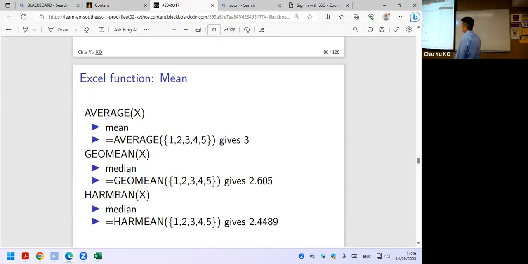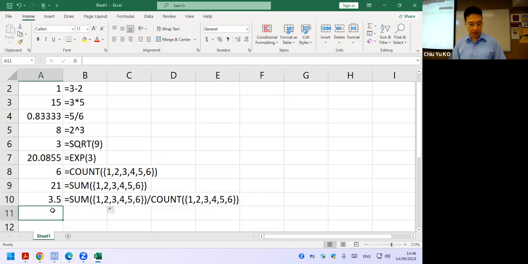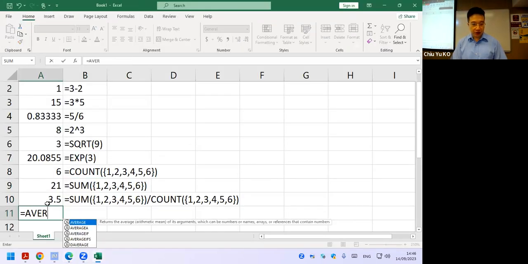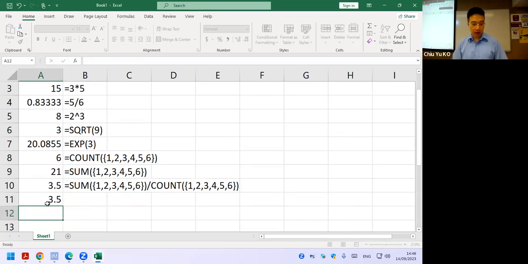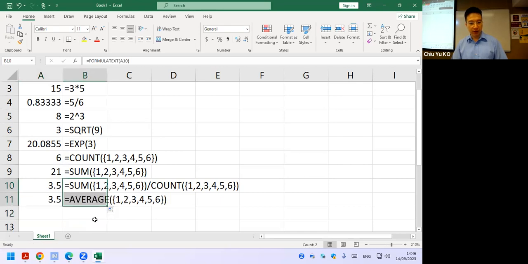Now, here we're trying to talk about the average, just the mean. So I just go over the mean. I'm not going to go about geometric. Oh, I think this is a typo. This is geometric mean, this is harmonic mean. Sorry, the typo here. Average is 1, 2, 3, 4, 5, 6. Okay, this is average. So you get the same thing here.